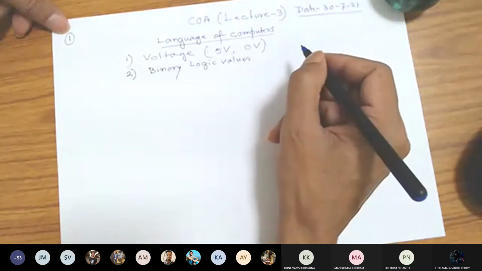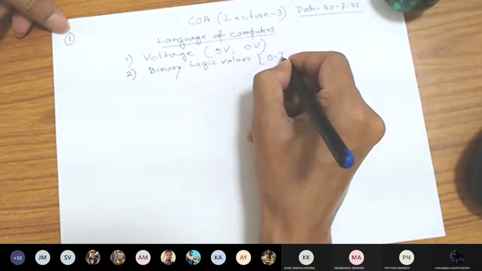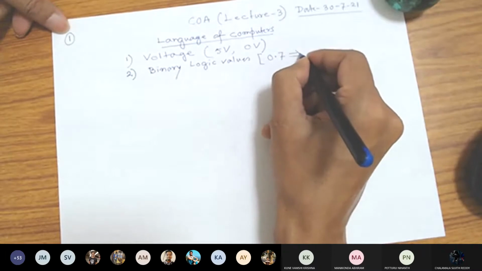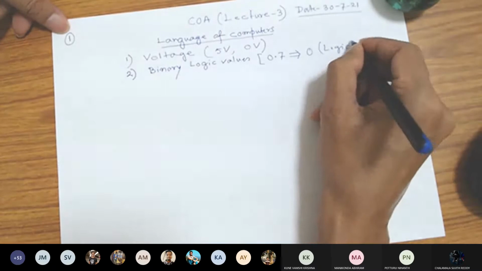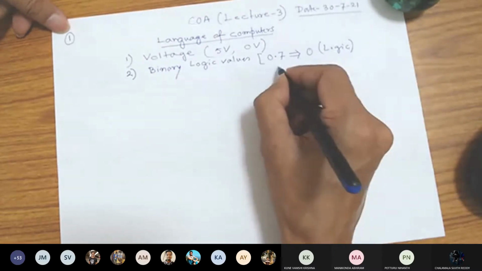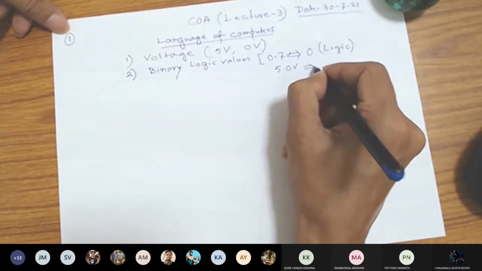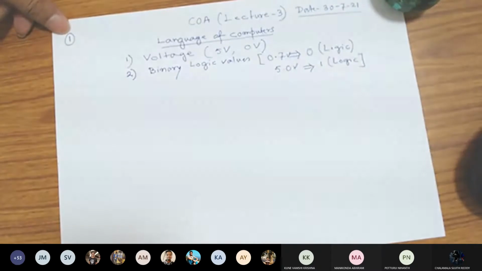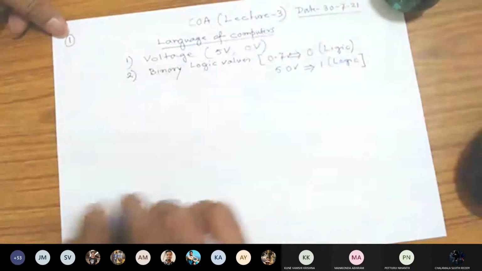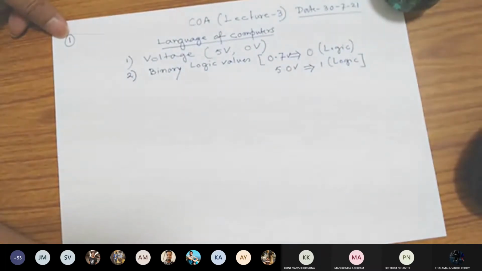So we may say that something like that, say 0.7 voltage is equivalent to logic 0, and say 5.0 volt is equivalent to 1 logic. These values might change depending on the circuit, slightly change, but we can assume that these are the voltage levels for logic 0 and logic 1.